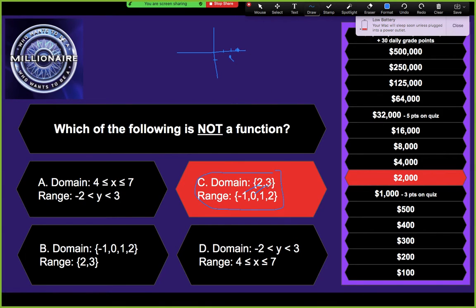All right, but notice I still have more y's, and I need to use them all. So I'm going to have to repeat the 2 with the 1, or the 2 with the 2, the 3 with the 1, or the 3 with the 2. So because I have more x's than I have y's, your x's are going to repeat, and therefore it's not a function. All right? Let's clear that. Let's move on.